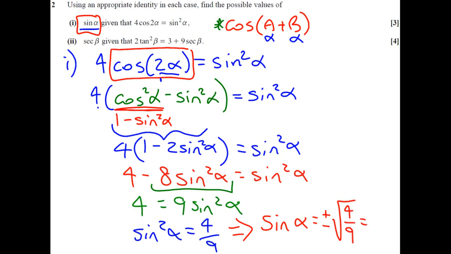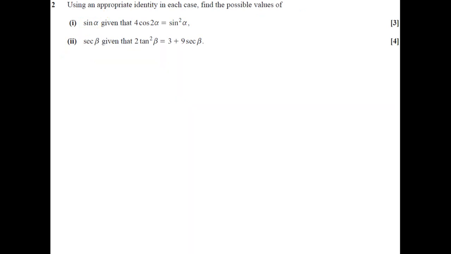Using your core 1 skills, you can square root the 4, square root the 9. It's plus or minus 2 over 3 is your answer for sine alpha. You do not need to go any further. 3 marks. Part 2. Sec beta. We want to find sec beta.